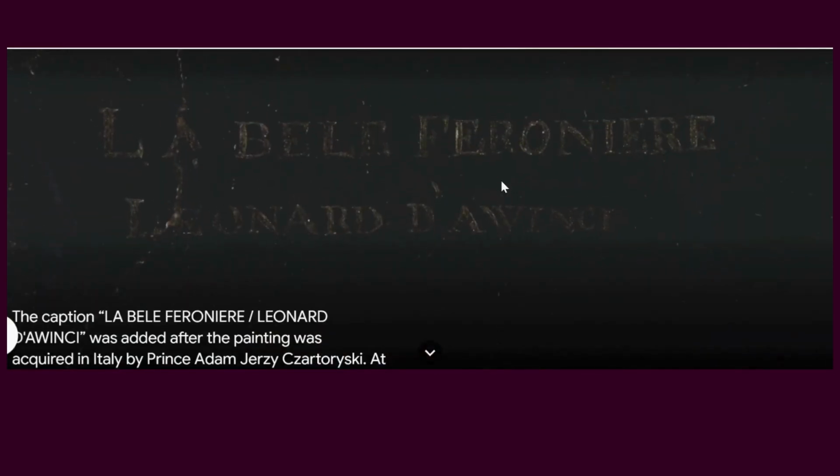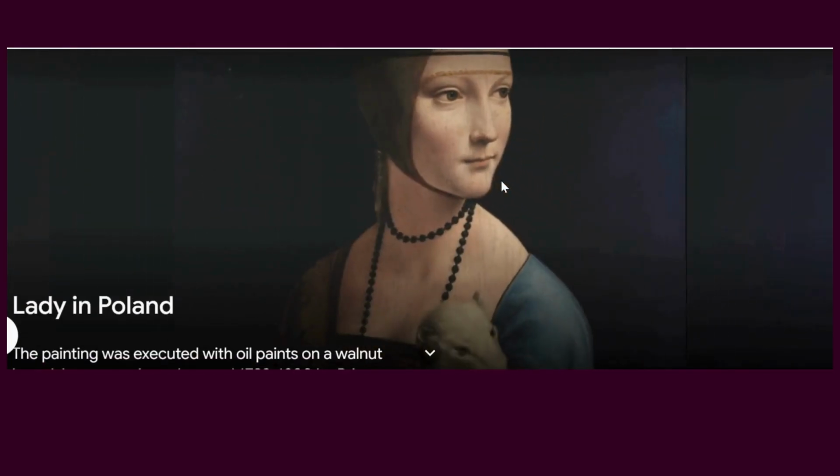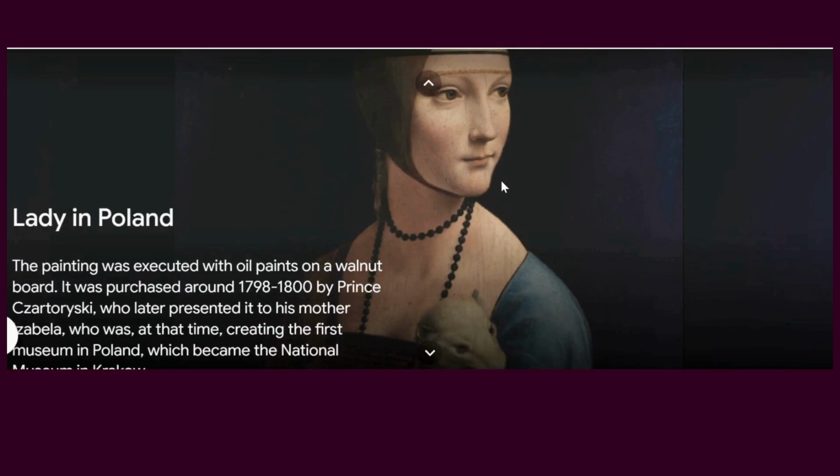Lady in Poland. The painting was executed with oil paints on a walnut board. It was purchased around 1798 to 1800 by Prince Czartoryski, who later presented it to his mother Isabella, who was at that time creating the first museum in Poland, which became the National Museum in Krakow.